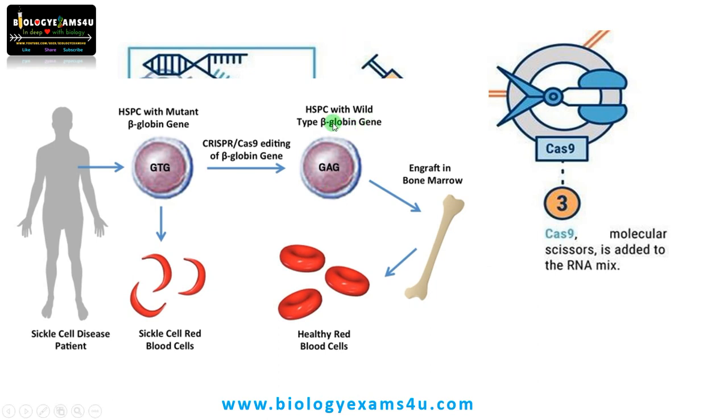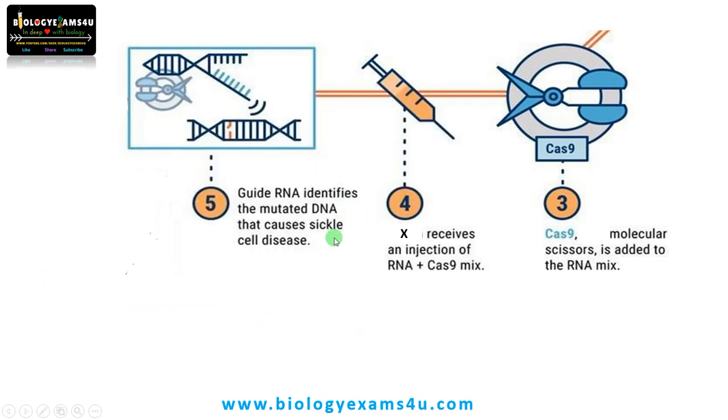As a result, these hematopoietic stem cells will have the normal or wild type beta globin gene, and that can produce healthy red cells, and that is infused back or engrafted back into the patient's bone marrow that can produce healthy red blood cells. So this Cas9 guide RNA complex is used to edit the genome of hematopoietic stem cells.